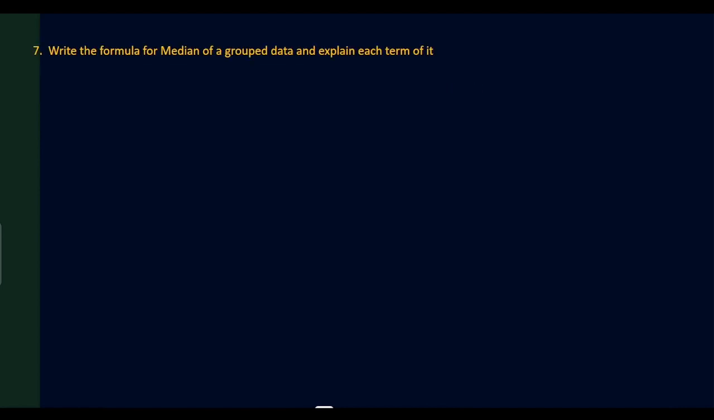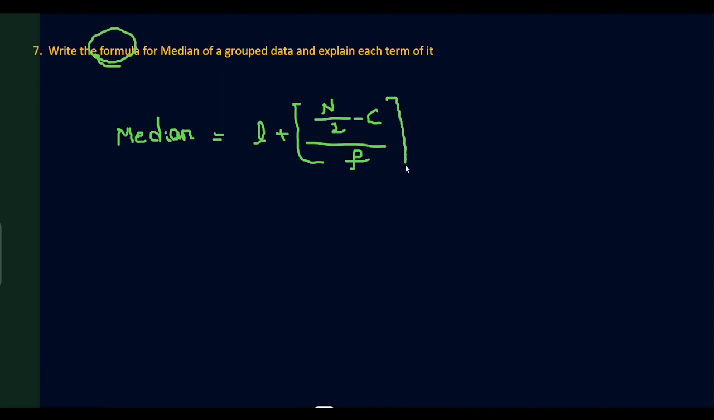Okay. And the seventh one. What is given is asking us to write the formula for the median of grouped data and explain each term of it. So simply he asked for a formula, and asks us to write what all the terms are in the formula. So what is the median formula? The median formula is nothing but L plus n by 2 minus C by F into H. Isn't it the median formula?